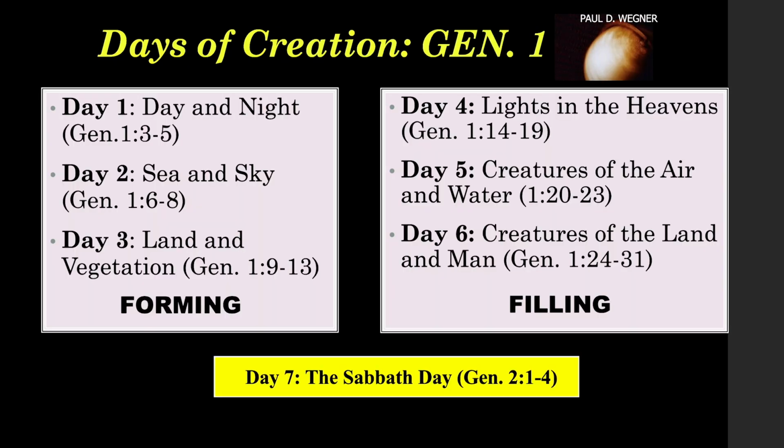Then each of the days actually has a structure. In the forming, you've got 3 days, and in the filling, you've got 3 days. What's also interesting is that day 3 and day 6 have 2 parts to them, almost like an A and a B. The first one talks about the land and then the vegetation, and the same here, it talks about the creatures on the earth in day 6, and then man. So again, it seems like it's intentionally giving us a structure. And then you've got day 7 where God is resting. Makes sense?